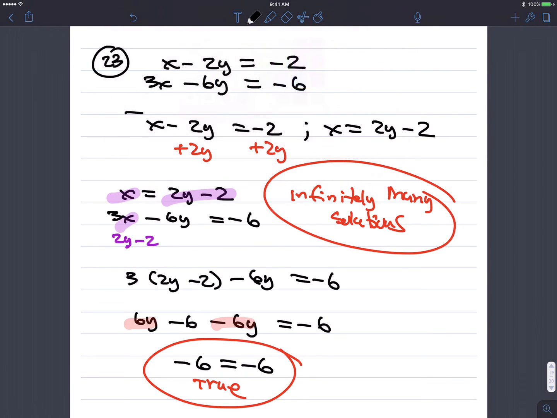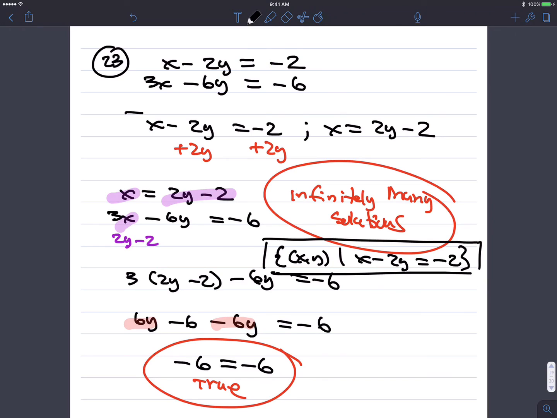You'll see in any algebra book a set of all points x and y such that, now pick an equation. They'll write it this way. That means every point that is on this line is a solution, and that makes sense because these are the same lines. They're on top of each other. This is the end of our homework.